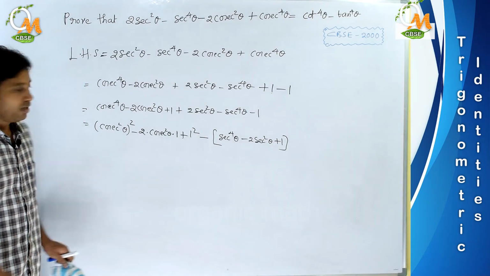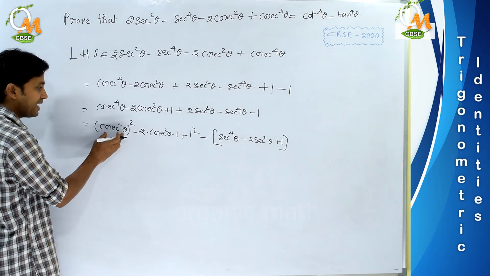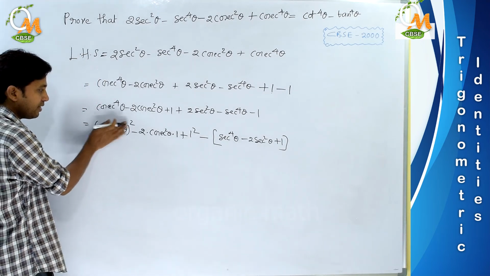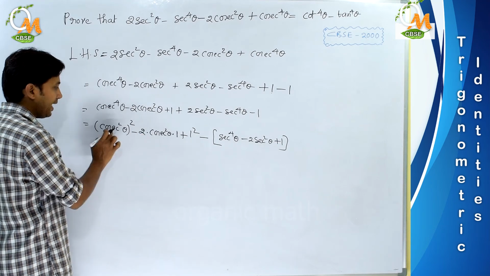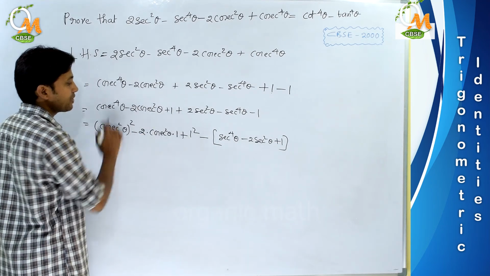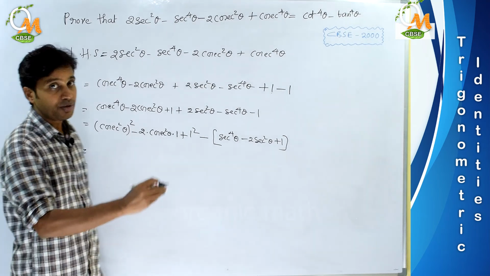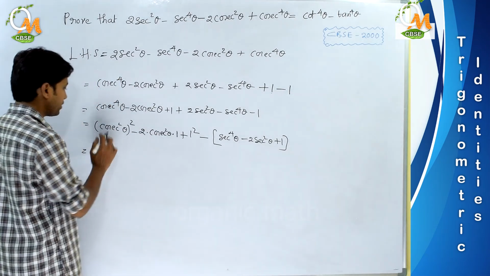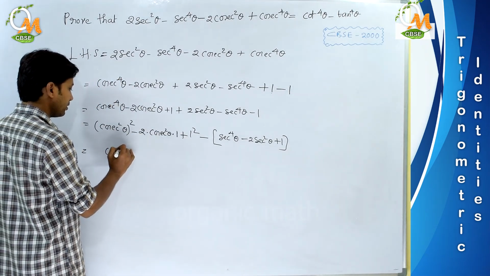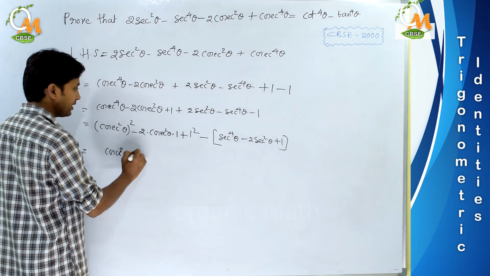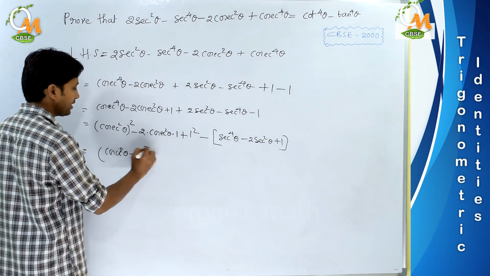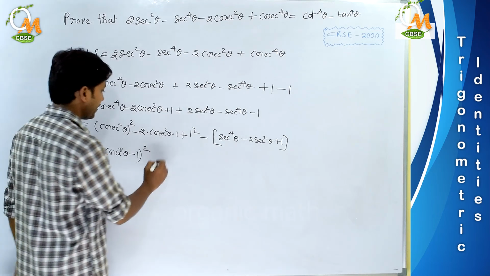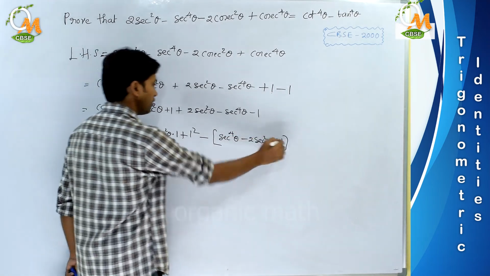Got it or not? Now consider this cosecant square theta as A and 1 as B. Then this is in the form of A square minus 2AB plus B square. So it can be further written as (A − B) whole square, where A is cosecant square theta and B is 1. So cosecant square theta minus 1 whole square, which is the (A − B) whole square form.